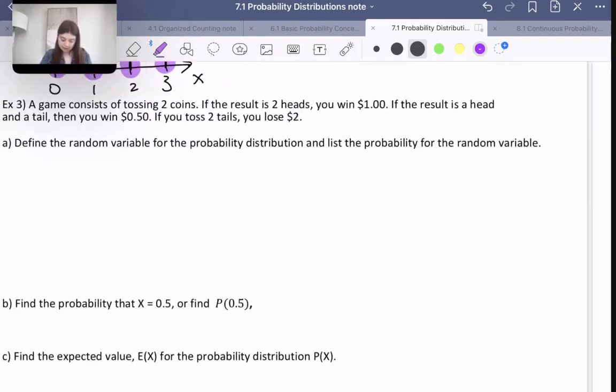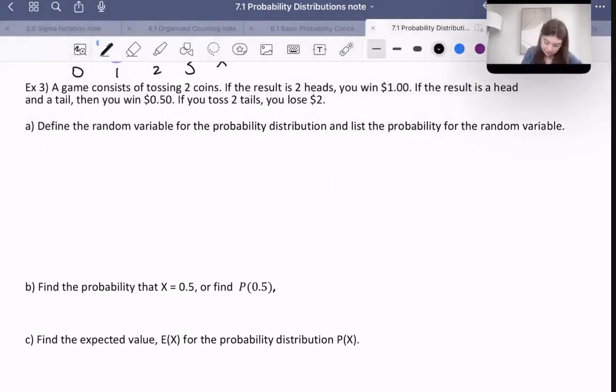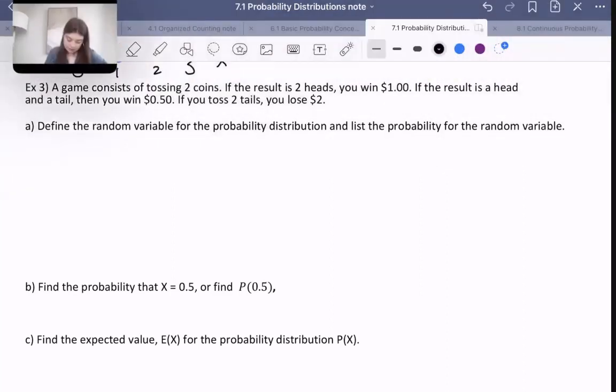Example 3 says a game consists of tossing 2 coins. If the result is 2 heads, you win $1. If the result is a head and a tail, then you win 50 cents. Okay, not bad. And if you toss 2 tails, you lose $2. So here it says to define the random variable for the probability distribution and list the probabilities for each random variable.